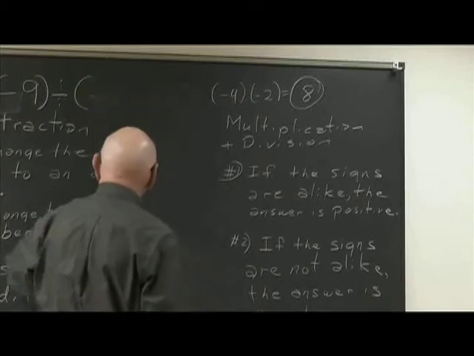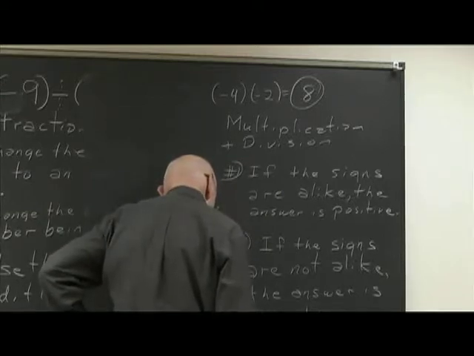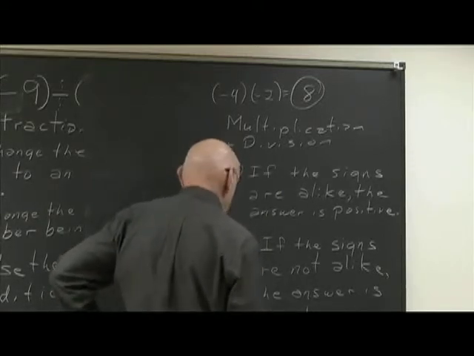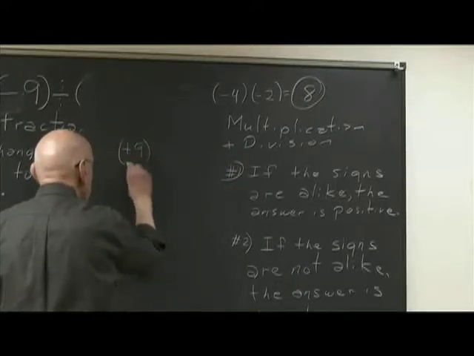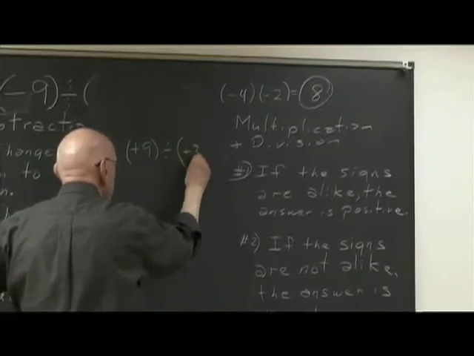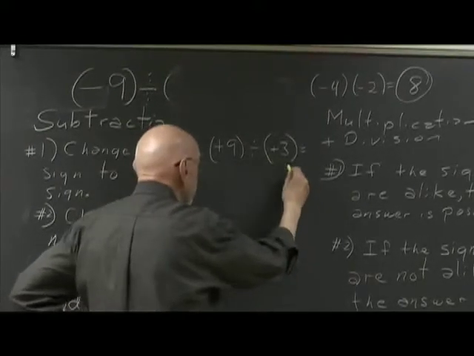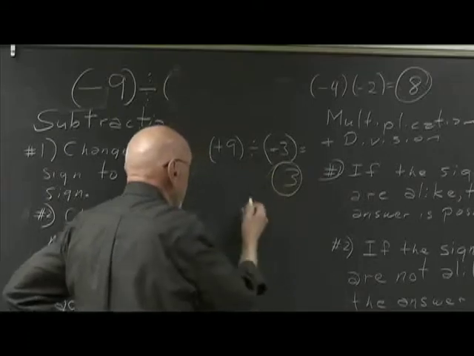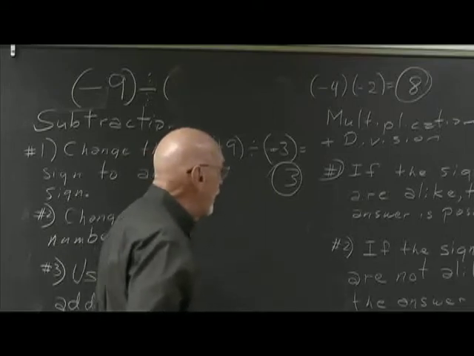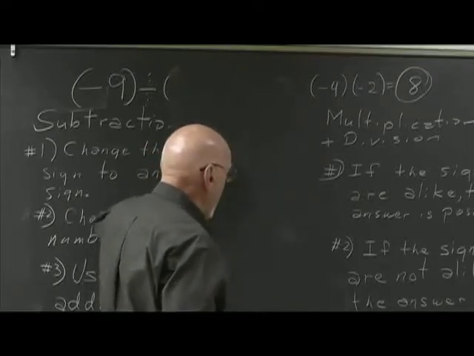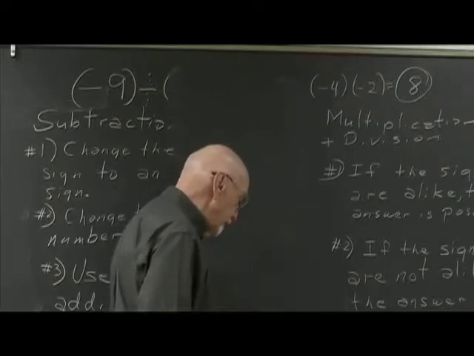We need a little more room to do some more examples. Let's say we have positive 9 divided by positive 3. Nine divided by 3 is 3. They are alike, therefore that answer is 3, positive 3. If the signs are not alike, the answers are negative.